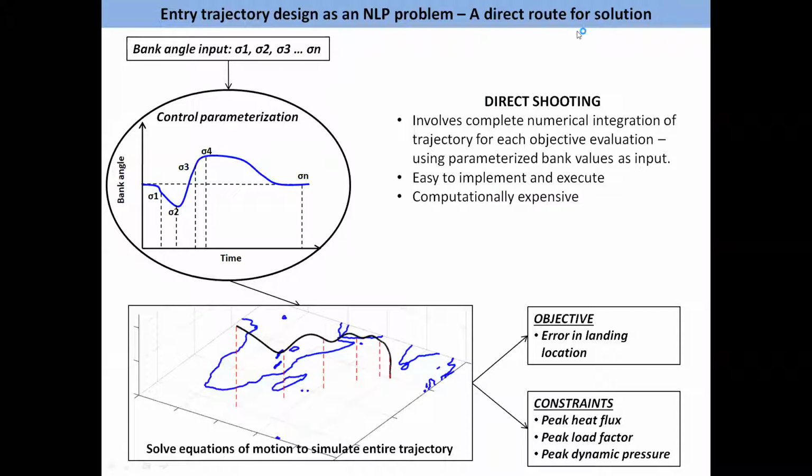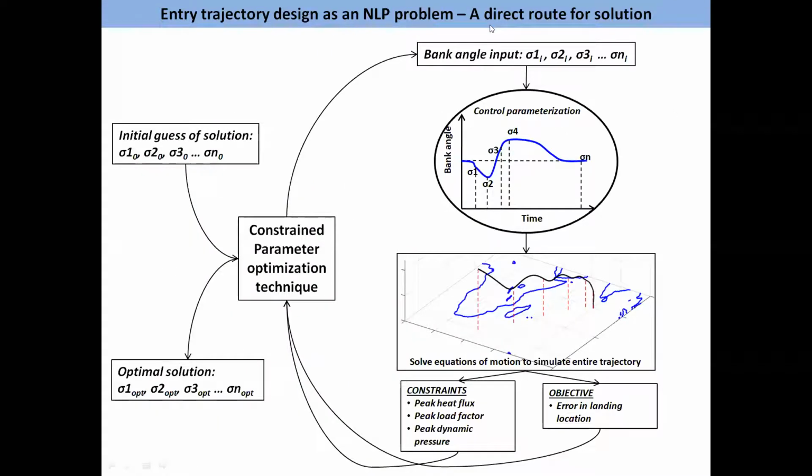Now, this sort of a route for solution of your entry trajectory problem is easy to implement and execute, but it is computationally expensive, because when you link it to an optimizer, it will try a variety of values of these input parameters, and for each combination of these input parameters, it will have to do a complete trajectory simulation, typically a trade-off of trajectory simulations, in order to get the objective and constraints. So this is computationally expensive. So I'll show why that is so. So like I said, you have posed this as an NLP problem.